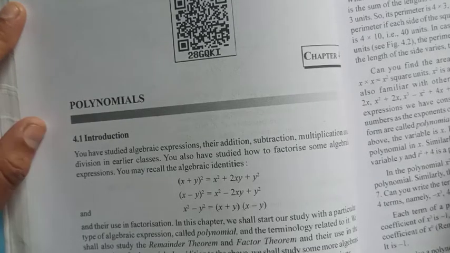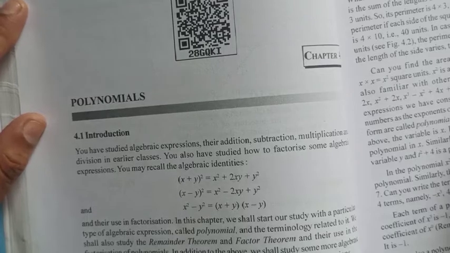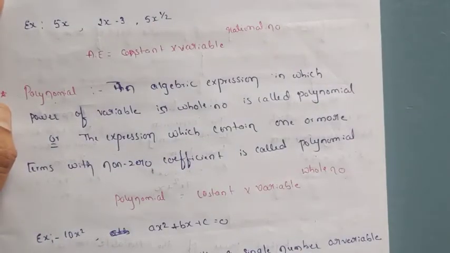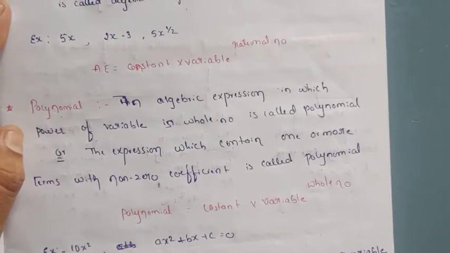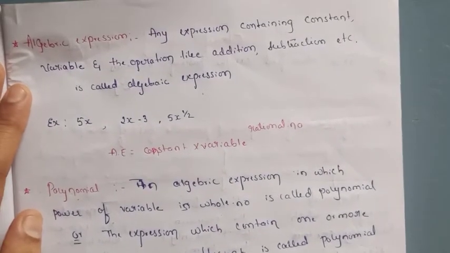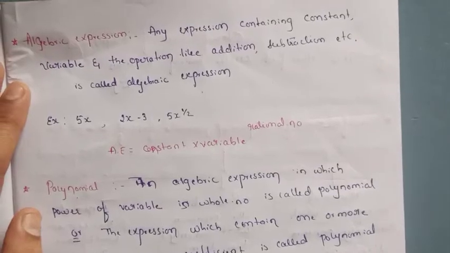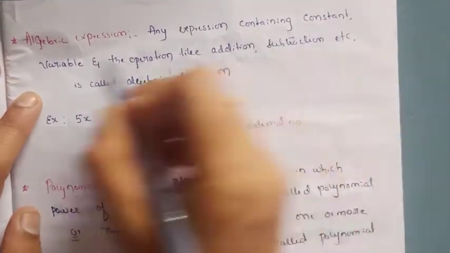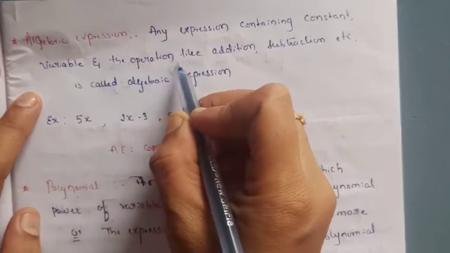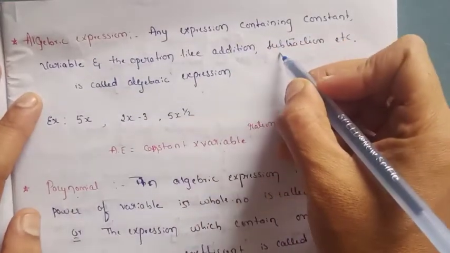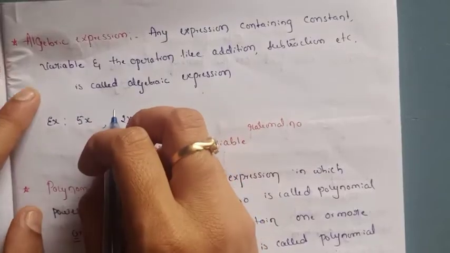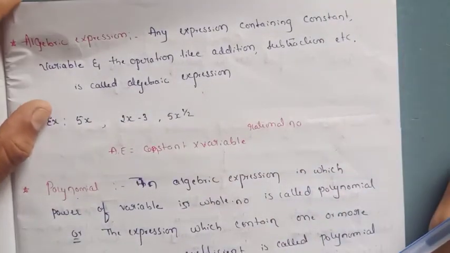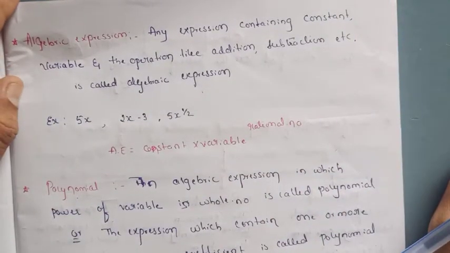Shall we start? New chapter, that is polynomial. This polynomial comes under algebraic expression. Then, what do you mean by algebraic expression? An expression containing constant, variable, and operations like addition, subtraction, multiplication, division is called an algebraic expression.